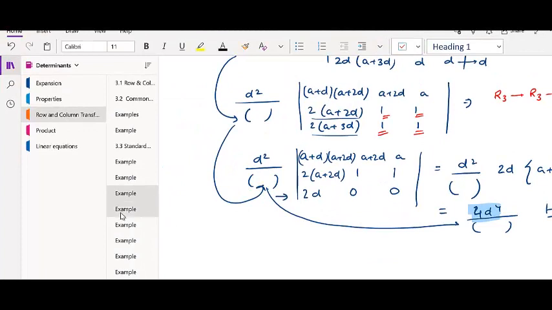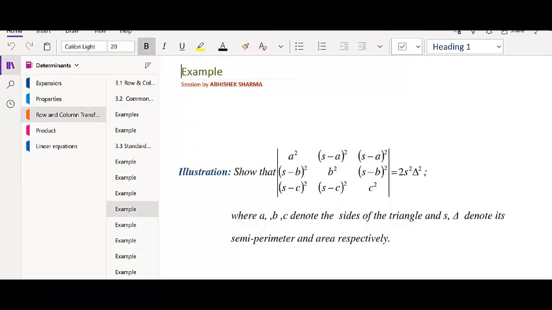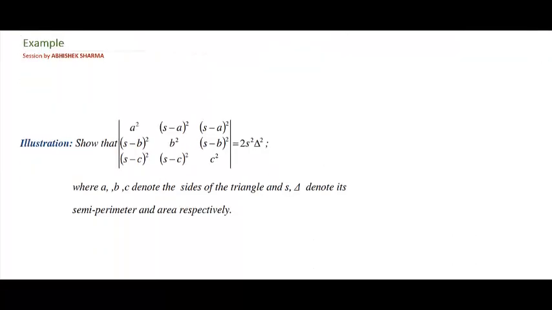Let's take the next example. So let's take the next problem. Now this is not a JEE problem as such, but then let's see how do we tackle this situation.